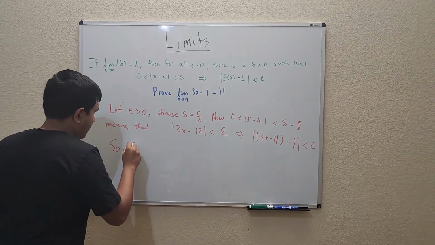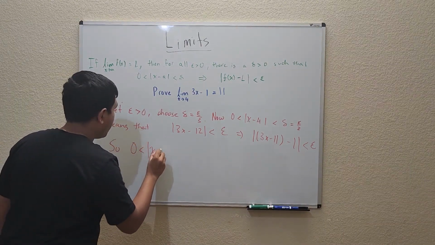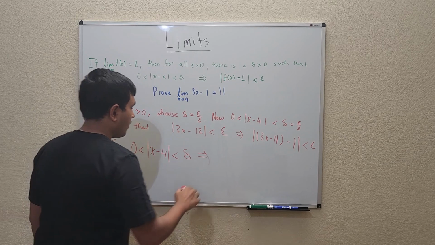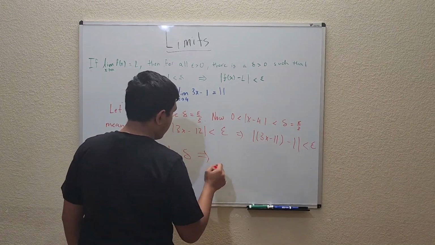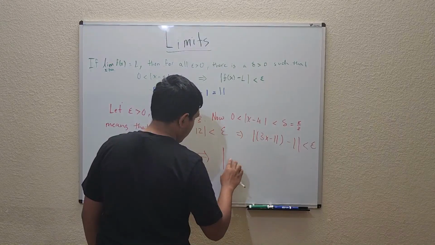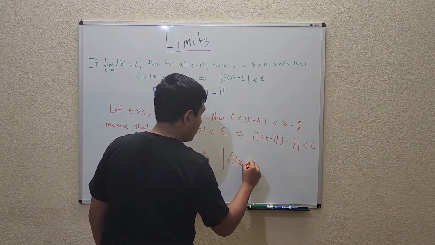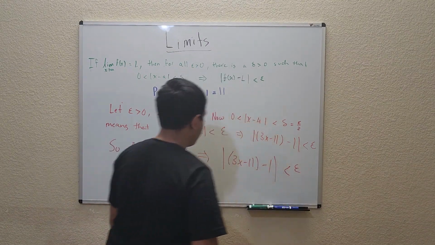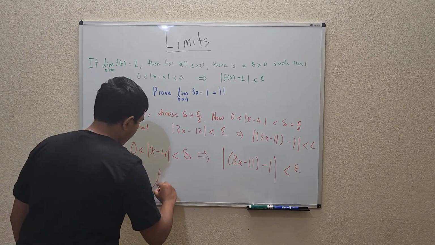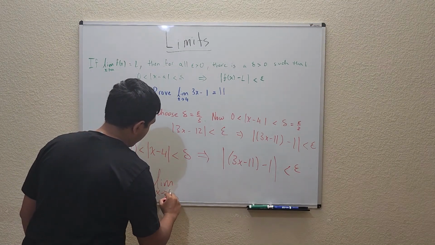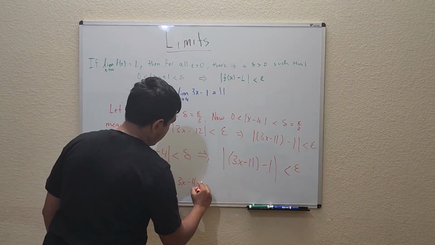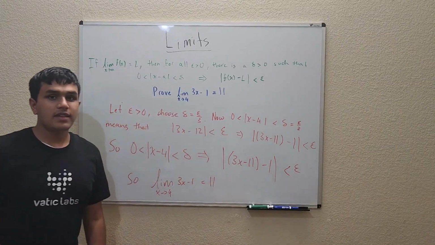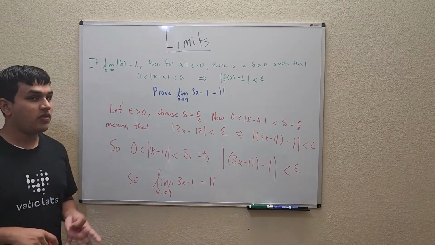So 0 less than the absolute value of x minus 4 is less than delta implies that the absolute value of 3x minus 1 minus 11 is less than epsilon. So the limit as x approaches 4 of 3x minus 1 is equal to 11. And that is how you do a formal epsilon delta proof of a limit.